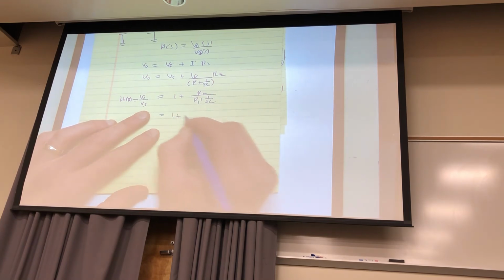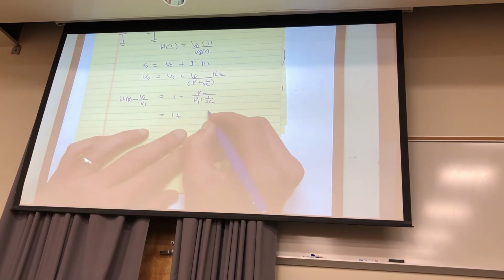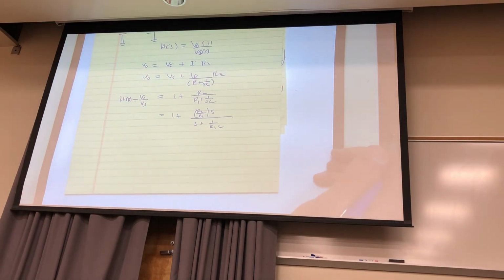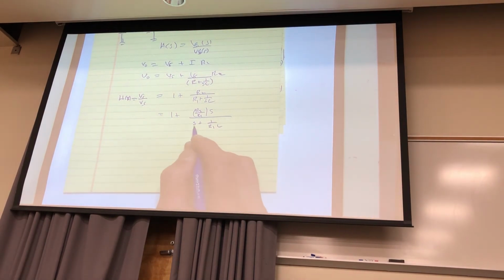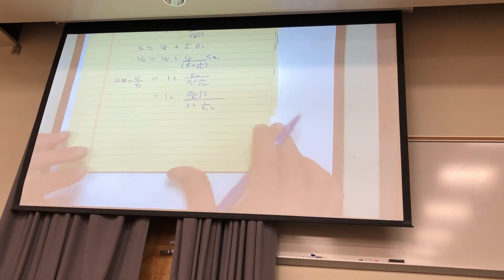I have 1 plus, and then if I multiply top and bottom by S, and divide by R1, I have R2 over R1 here, S over S plus 1 over R1C. Do y'all follow me on this? I'm just getting to a point where I have S by itself down here. Everybody? All right, this okay with this?